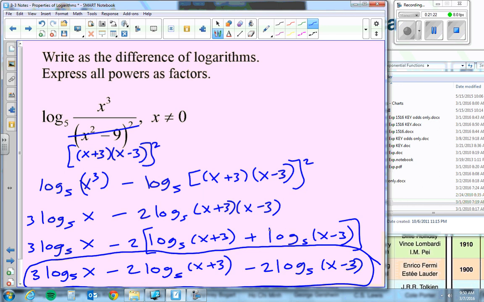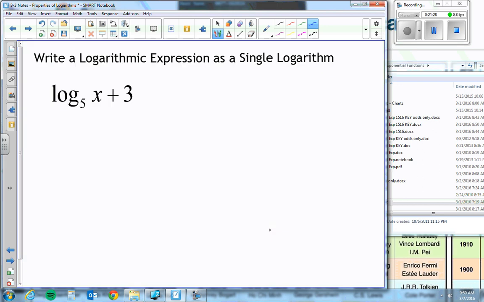Okay, good news is we're going to go from breaking it up into bigger things to combining it, making it smaller. Okay, so now the answers will be smaller than the original problem, rather than exploding. Now here's the deal: we're trying to write it as a single logarithm, and so what we have is a logarithm plus something else. And so before we can combine these, they need to both be logs, and they need to both be log base 5.